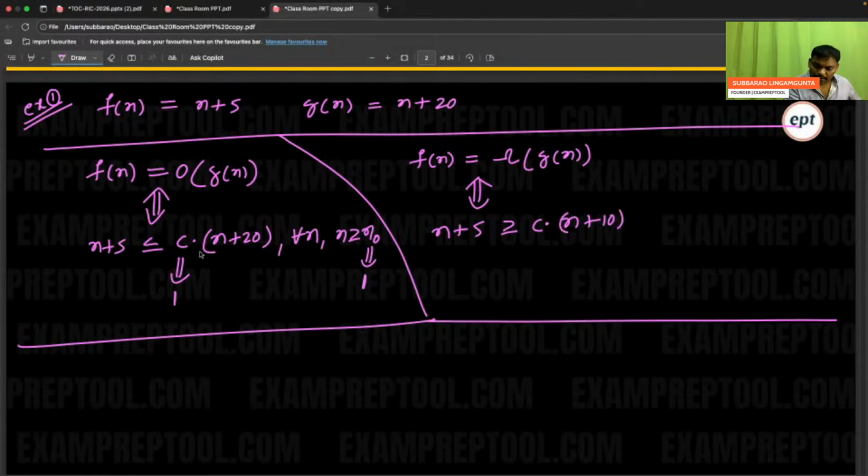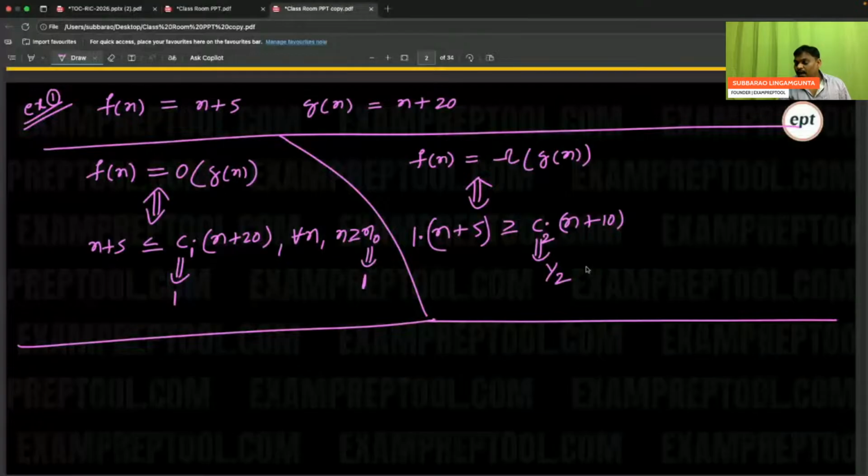But remember, because two c's are there, you may be confused. Assume c1 is 1. Now let's go to c2, some constant. Omega means left will be bigger or equal. Actually, right is bigger, but you want left bigger. Very simple. This is 1 into n plus 5. So let's make c2 as 1 by 2. Left side is simply 1n. Right side is n with c value 1 by 2, half n. Left is full n, right is half n. So definitely left will be bigger.